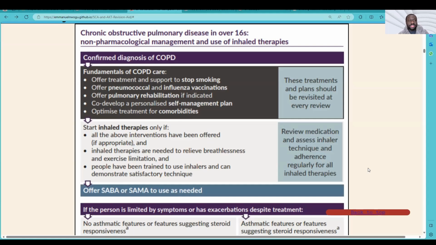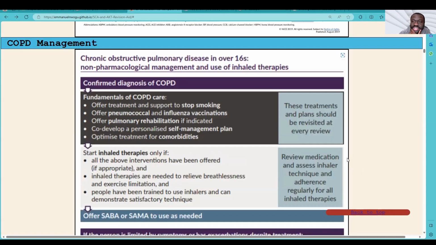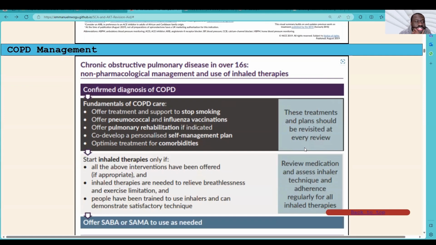Let's carry on with our revision. So, COPD management. COPD in over 60-year-olds, non-pharmacological management and use of inhaled therapies.